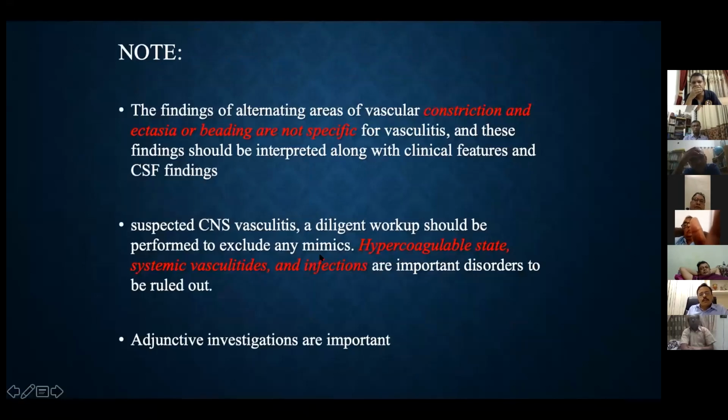As I mentioned, the vasculitis findings of constriction and bleeding are not very specific. They can happen in many other disorders. Sometimes I will show you RCVS and vasospasm and other problems. Even infections can lead to a vasculitis-like picture.